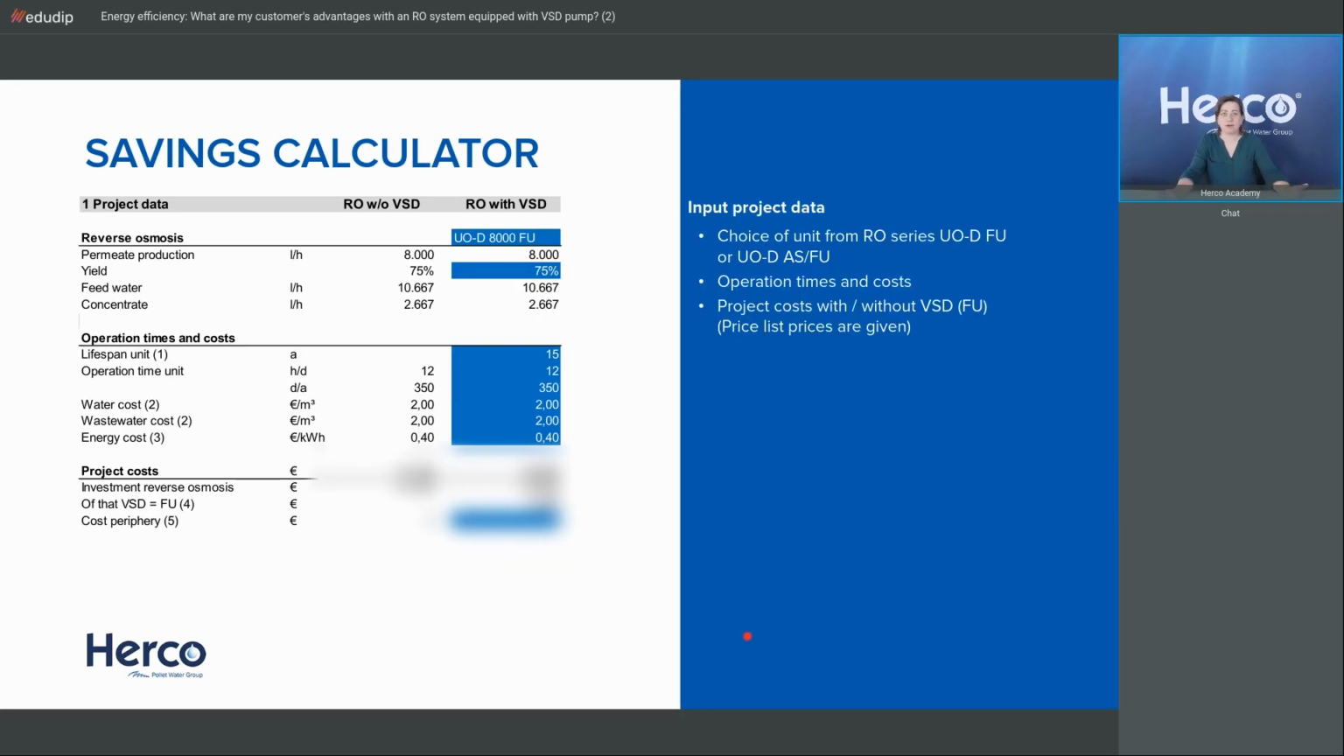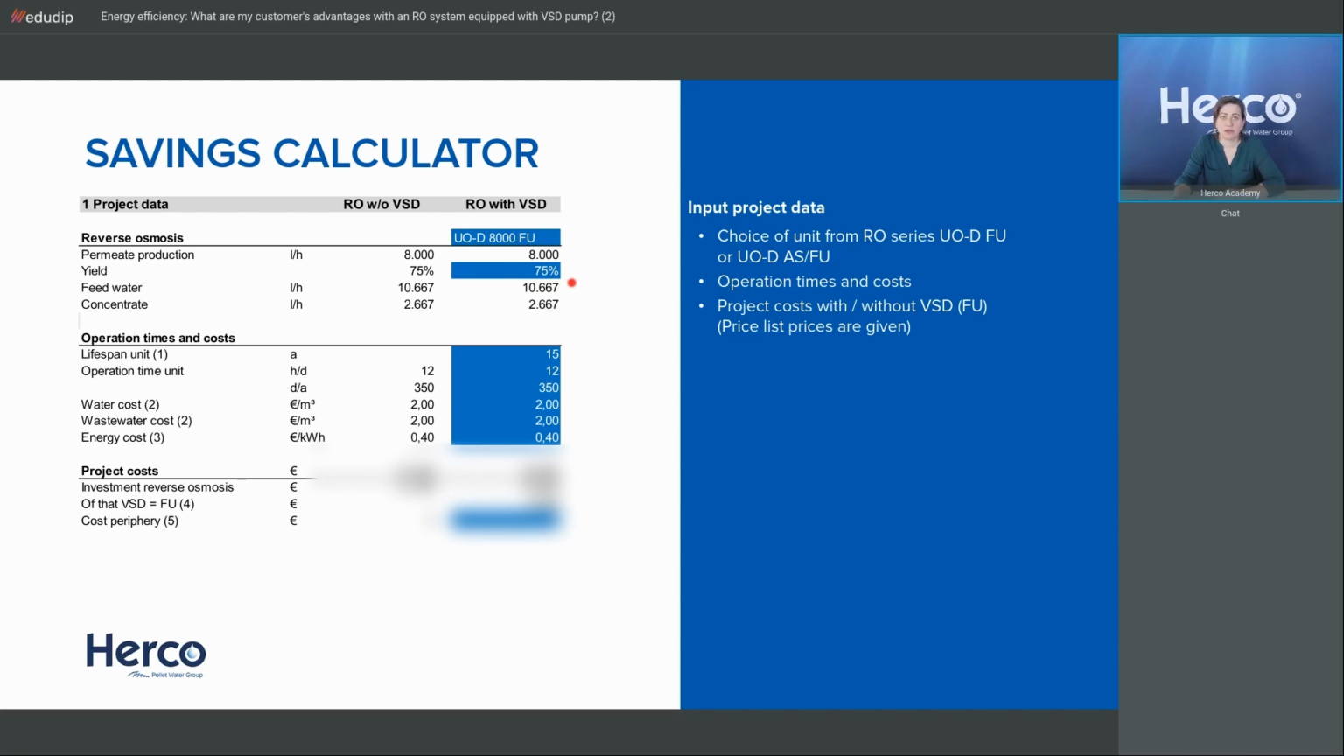Now we come to the calculator. We have the savings calculator here. You have first a part where you put in the project data. You have here a drop-down field where you can choose your type of unit, which unit size you have. Is it a UOD, UODAS? And then you see here the permeate production, feed water, and concentrate flow. You can also fill in the yield, 70%, 80%, whatever you choose, okay?